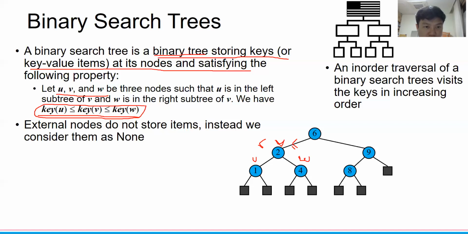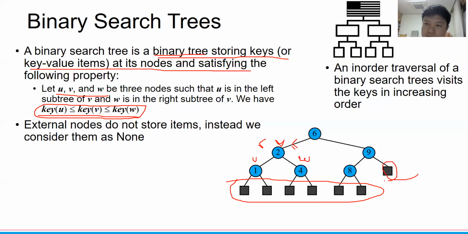And the external nodes do not store items. Instead, we consider them as null. So we have the internal nodes and external nodes. Those are the external nodes, and there is no item for them.